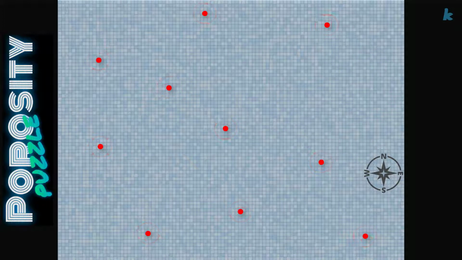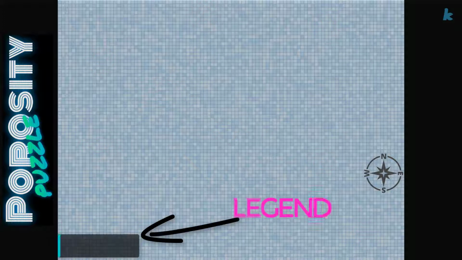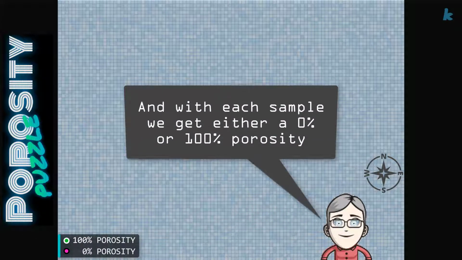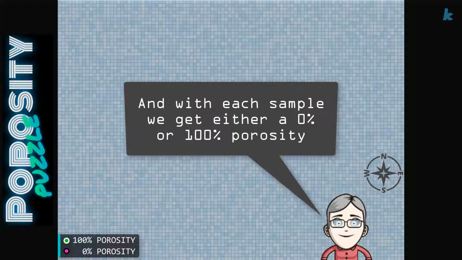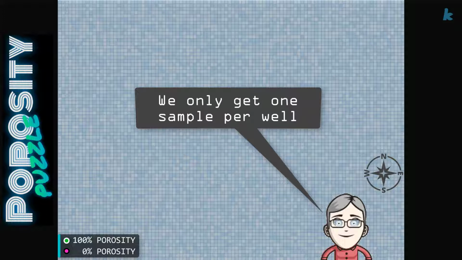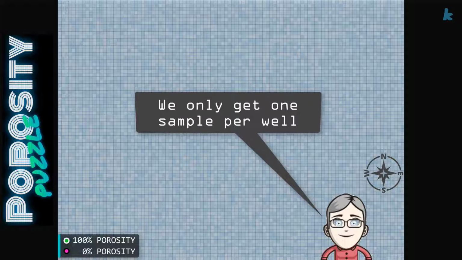What you're seeing here is a map. We're going to drill locations at random into a reservoir and display on this map what we encounter in terms of porosity. With each sample, we get either a 0 or 100% porosity. We only get one sample per well. So it's going to be 0 or 100%.